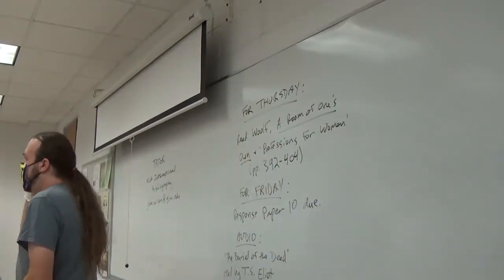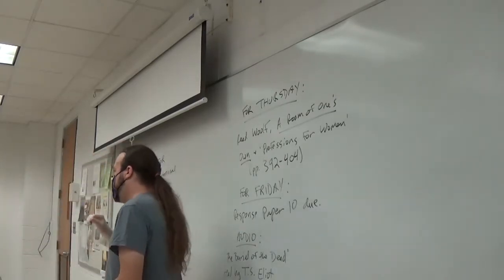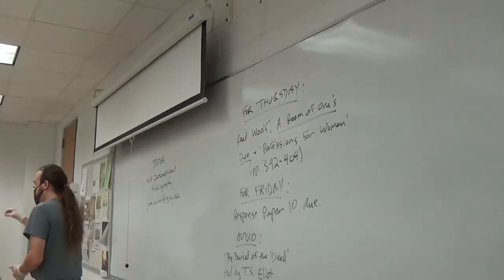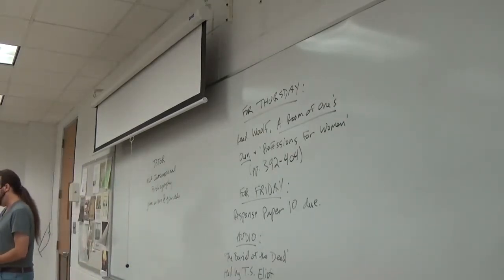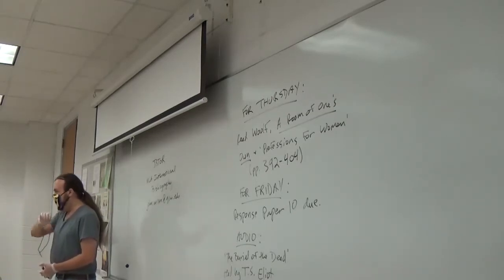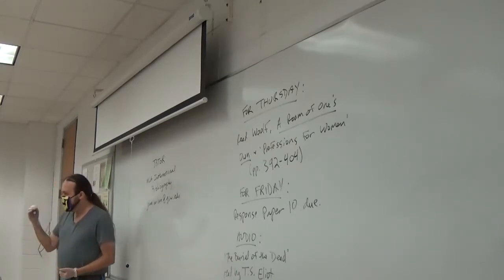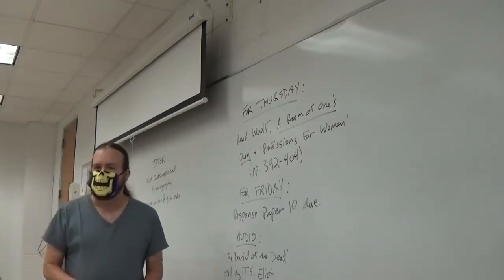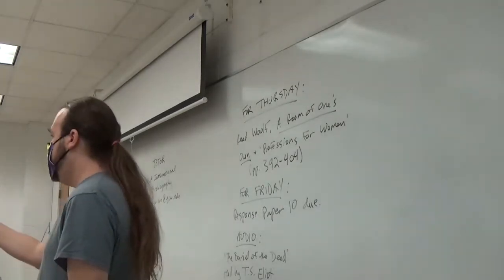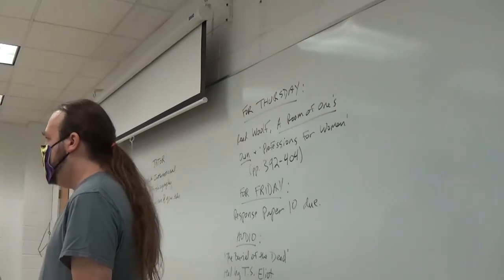Okay, so the final paper, what you're doing is selecting a work from the second half of the semester, so something from after the midterm exam, and comparing it to a work from before the midterm exam. So you're taking two works that you think are in some way thematically similar, and you're making an argument backed up with research about the way the later work develops the theme from the earlier work.